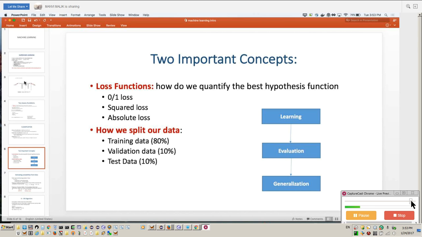Yeah. Got it. So the supervised learning algorithm can be used as a three-step algorithm where you first do the learning based on your training data, then you do evaluation based on your validation data, and finally you have the generalized model for that particular problem. Okay.